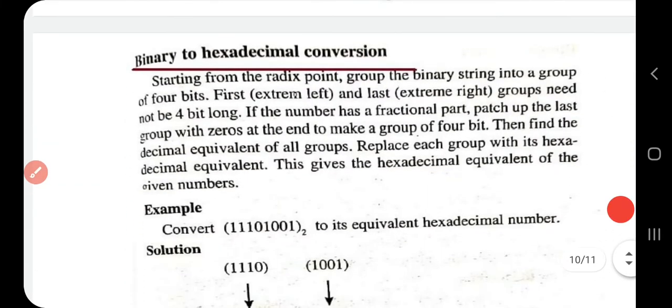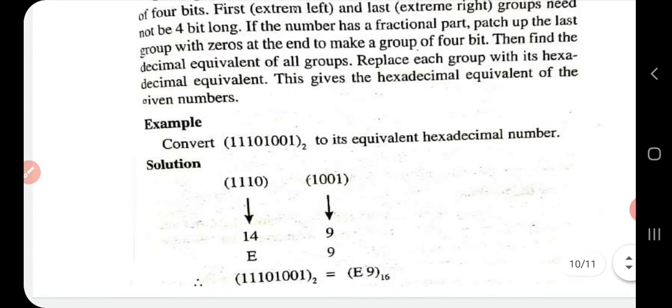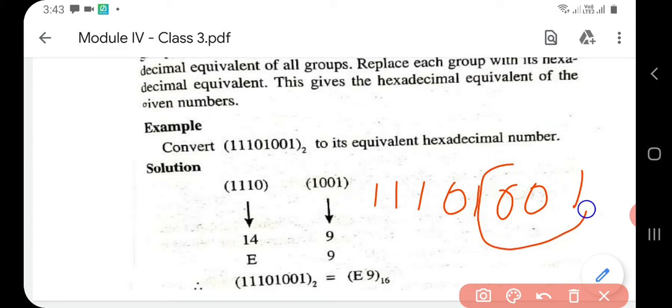Now just the reverse, binary to hexadecimal, that is, you are given a binary number. So first you try to group it into groups of 4 bits. That is, you are given the number 111010001. You are now grouping it into groups of 4 bits. So this will be one and this will be the other, so 2 groups.